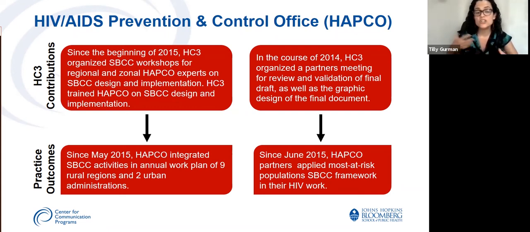And so that integration and the timeline from when that integration happened and when the evaluation happened fell under this categorization, for us at least, as a sustainable practice. And then the second outcome was related to partners specifically, and that they applied the most at-risk populations SBCC framework in their HIV work. And so again, we had documentation to suggest that starting in 2015, these partners were applying this framework around social behavior change into their HIV work. And so they were making that routine, or maintaining these different activities. Next.